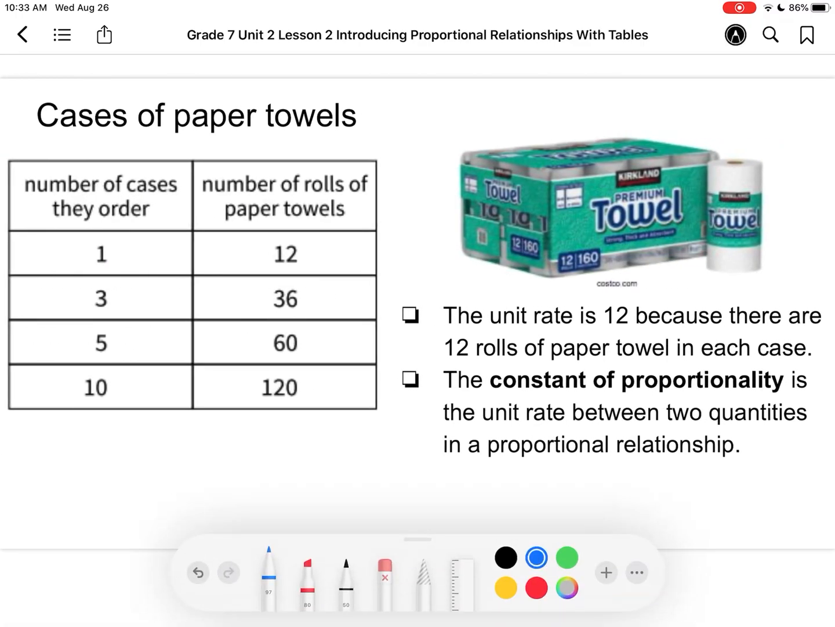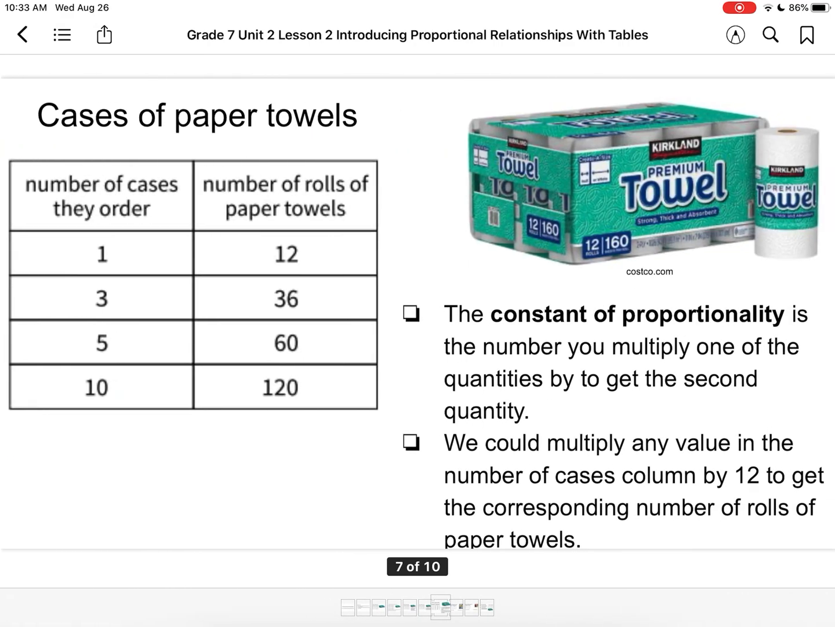The unit rate is 12. That means we have 12 rolls of paper towel for 1 case of paper towels. The unit rate is 12 to 1. So the constant of proportionality is the unit rate. It's just 12 in this case.